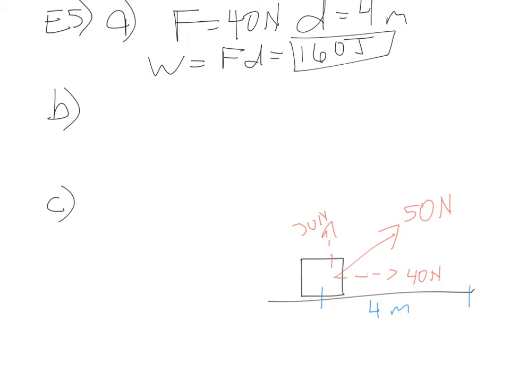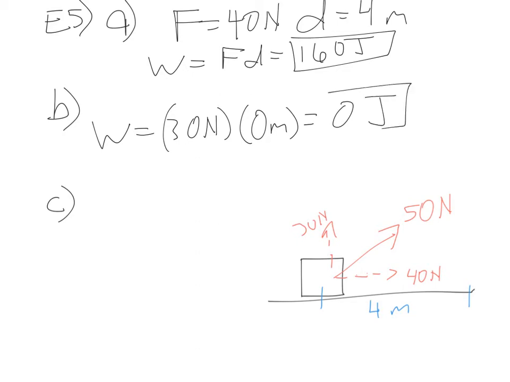Part B says, what is the work done by the vertical component? So work equals force in the vertical direction is 30 newtons. But what's the displacement in the vertical, in the up and down? Is 0 meters. So 0 times 30 is 0 joules of work.